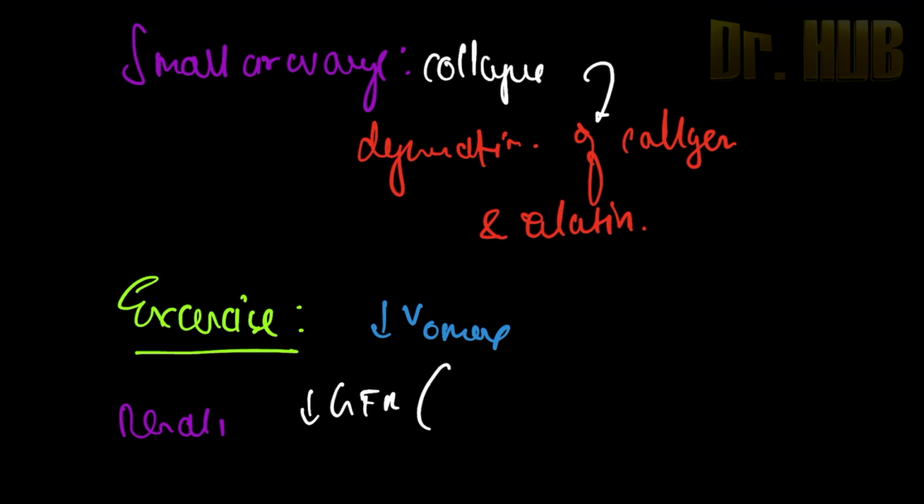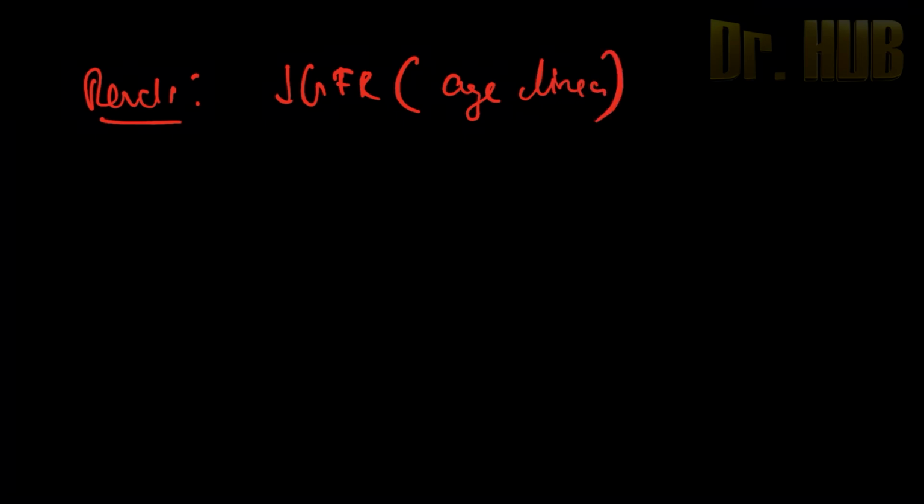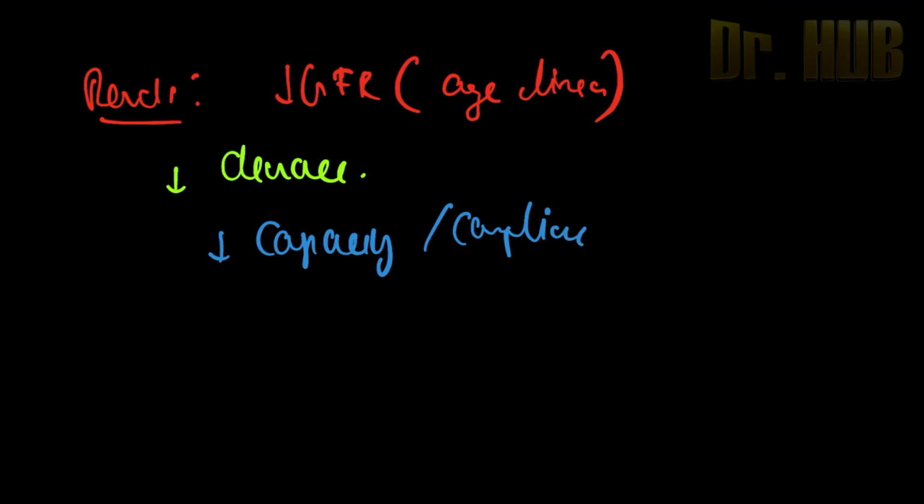This is linear with age. Next will be decrease in clearance. There will be decrease in capacity as well as compliance of the bladder. Next, there is prostate enlargement.